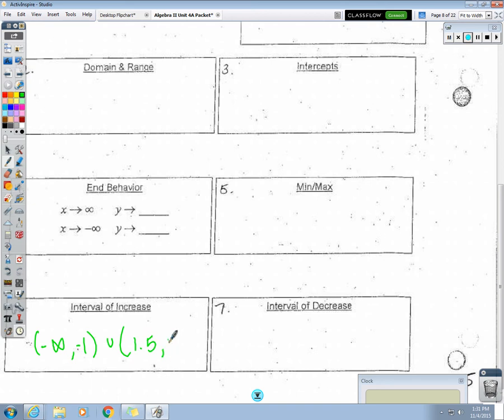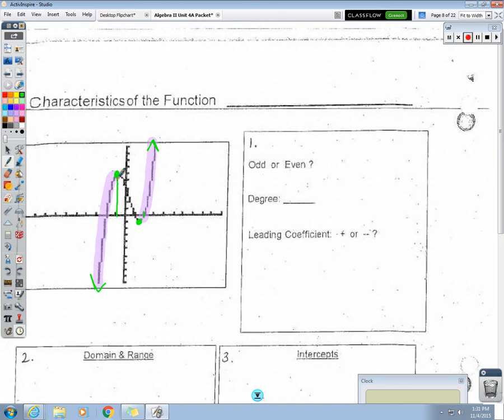So basically, we already know that over here in our decrease, we're going to have what two numbers? Right, you just have to know which one comes first, which one comes second. Well, we can see that it started decreasing at negative 1, and then it quit decreasing at 1.5.